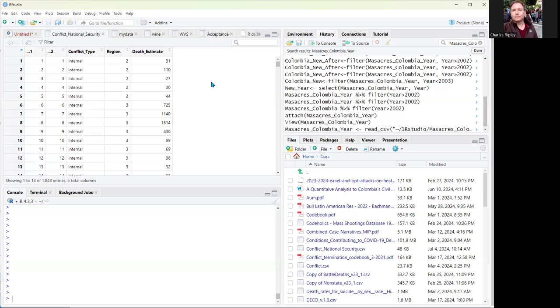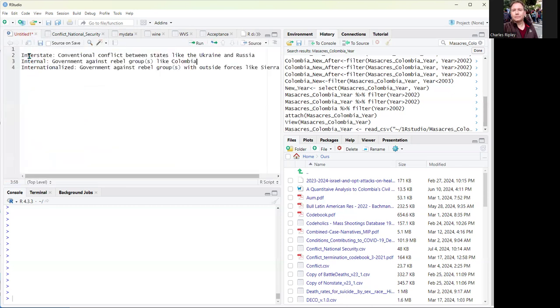So you can ask an interesting research question. Let's say you're a foreign policy advisor, not just for the United States, but any country. And you say, what kind of conflict creates more death? So I wrote here, there are three types. Interstate is a conventional conflict between states like Ukraine and Russia. An internal conflict is government against rebel groups, like in Colombia, right? Two rebel groups fighting, or a rebel group fighting against the government, but because of the peace process that ended, but there's still issues there.